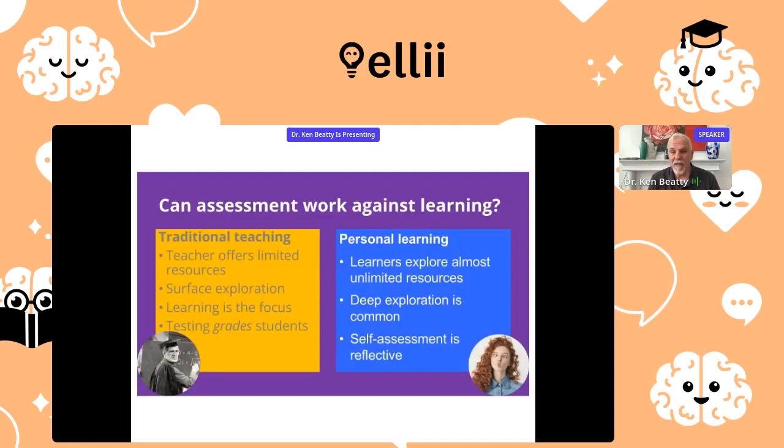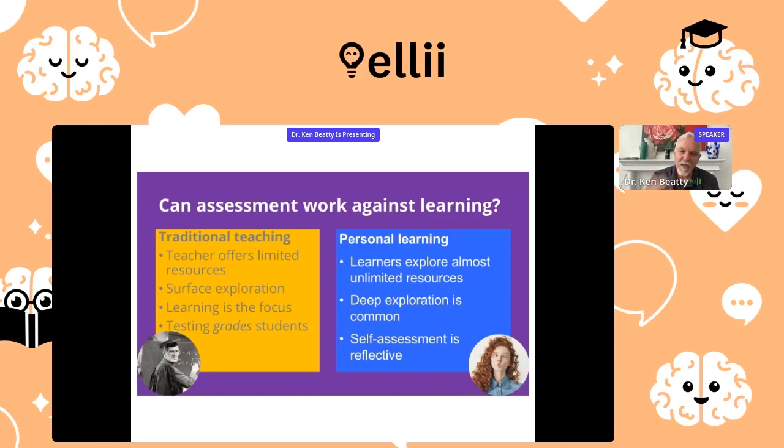And self-assessment is reflective. I am always assessing myself. Did that work? Did that not work? Is the bread different this time? What did I do right? What did I do wrong? Did I burn it? Are my guests pushing back their plates and not eating? It's constant self-assessment that I'm going through, trying to see where I could improve in some way. So it's a big deal. You can see the difference between traditional school.